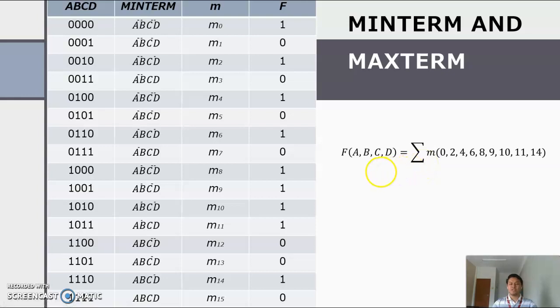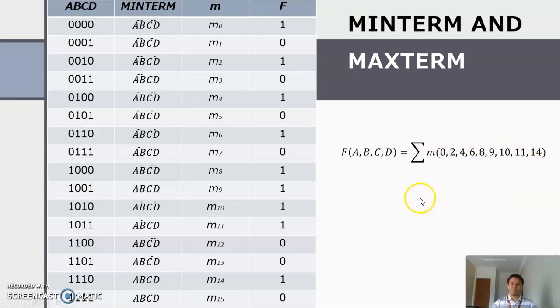So minterm is actually written as SOP, which is sum of product. Notice that the minterm is all product, and what we can do with the minterm is add them all together for the output of 1. So the output 1 is from M0, M2, M4, M6, and so on and so forth. So this is how you write the minterm. It's the summation of M0, 2, 4, 6, 8, etc.